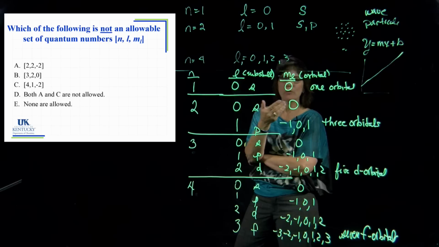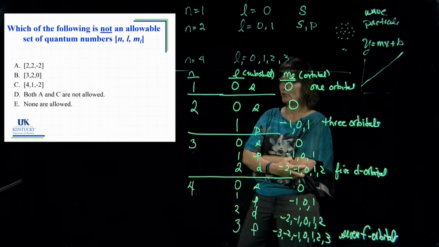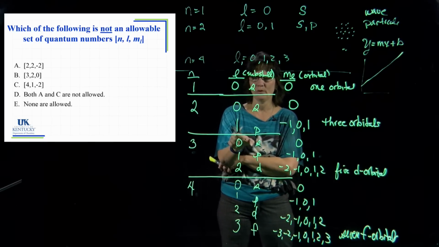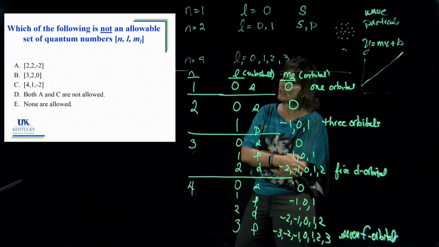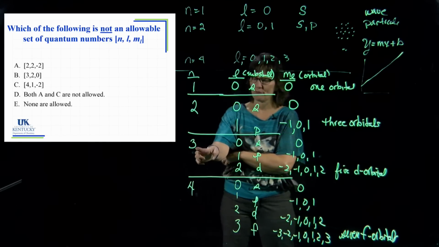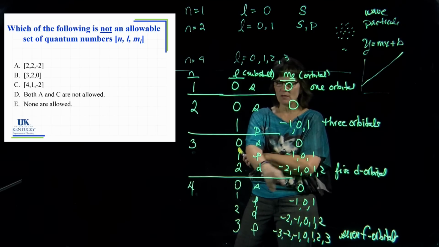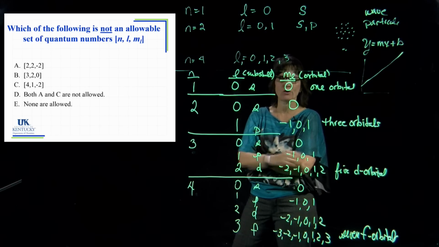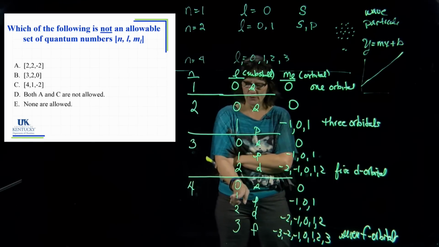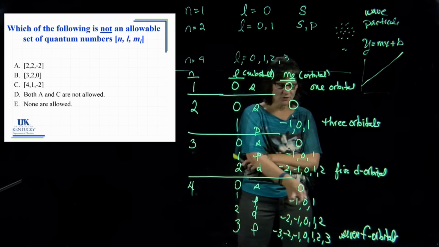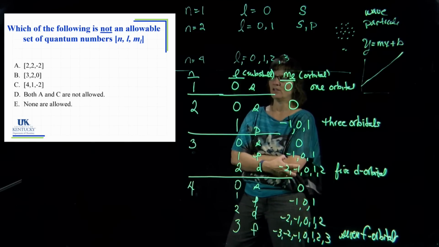Well, if you look at that and compare it with what we have actually drawn out, you can see that there is no such thing as a 2, 2, and a -2. Here's a 2. Well, there's no 2 because I can only have 0 and 1. So A is not allowed. All right, 3, 2, 0. We can have a 3, 2 with a 0. That's fine. I've got a M sub L of 0 in the D subshell in the third shell. All right, how about 4, 1, -2? Well, you can have 4 with a 1, that's allowed, but there's no -2 when that's 1. We can only go from a -1 to a +1. So C is not allowed.